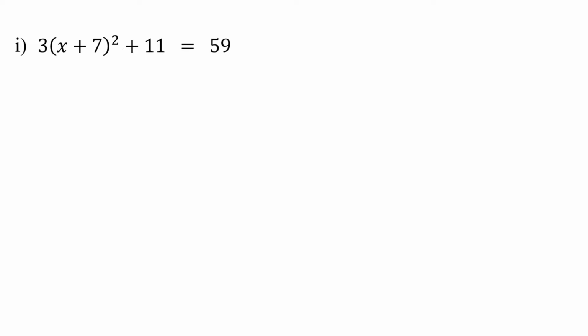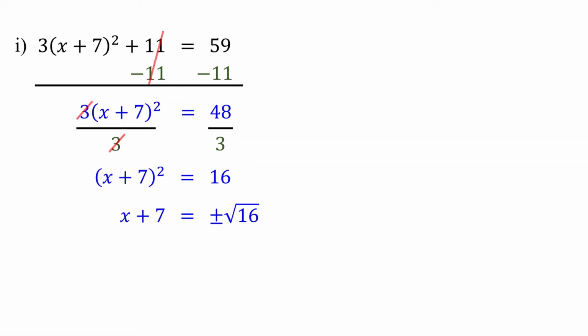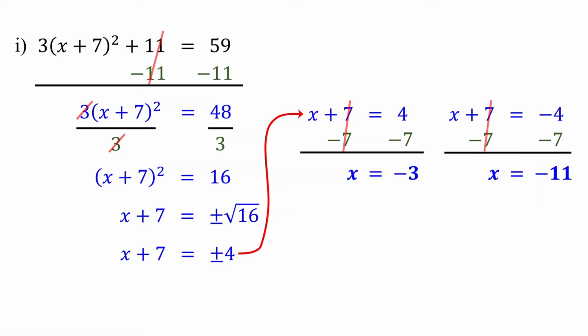Remember, to apply the square root property, the quadratic term must be isolated, and its coefficient must be equal to 1. So, first, subtract 11 from both sides of the equation to isolate the quadratic term. Next, divide both sides of the equation by 3 to make the coefficient 1. At this point, you can apply the square root property. The square root of 16 is 4. Next, set up the two equations and solve them. From the first equation, you get x equal to negative 3. From the second equation, you get x equal to negative 11. Therefore, the two solutions are x equals negative 3 or negative 11.